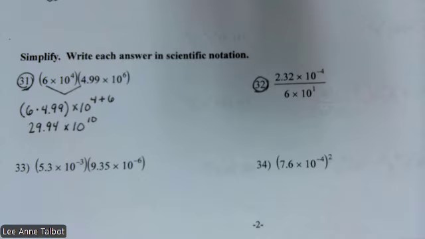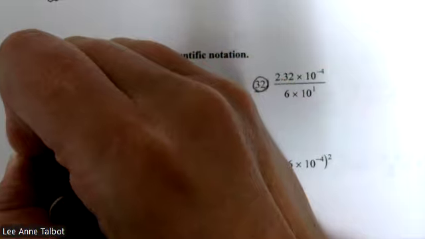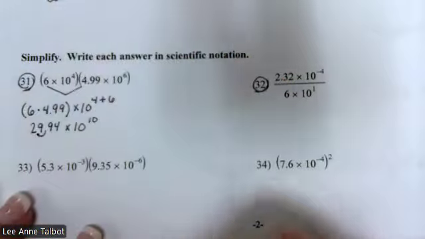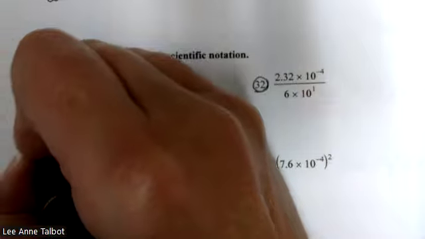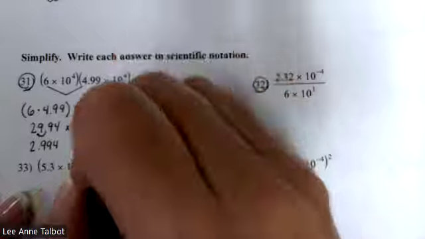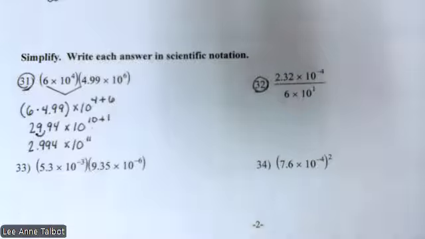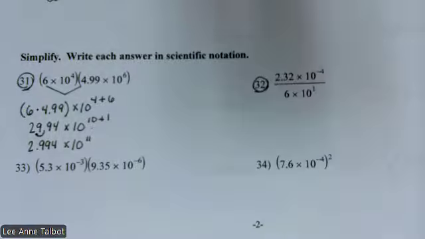Okay, now it is not in proper scientific notation because 29 is too big. So I'm going to move it down 1 decimal place, 2.994. And since I went down a decimal, I have to add 1 to balance it. So that becomes 10 to the 11.